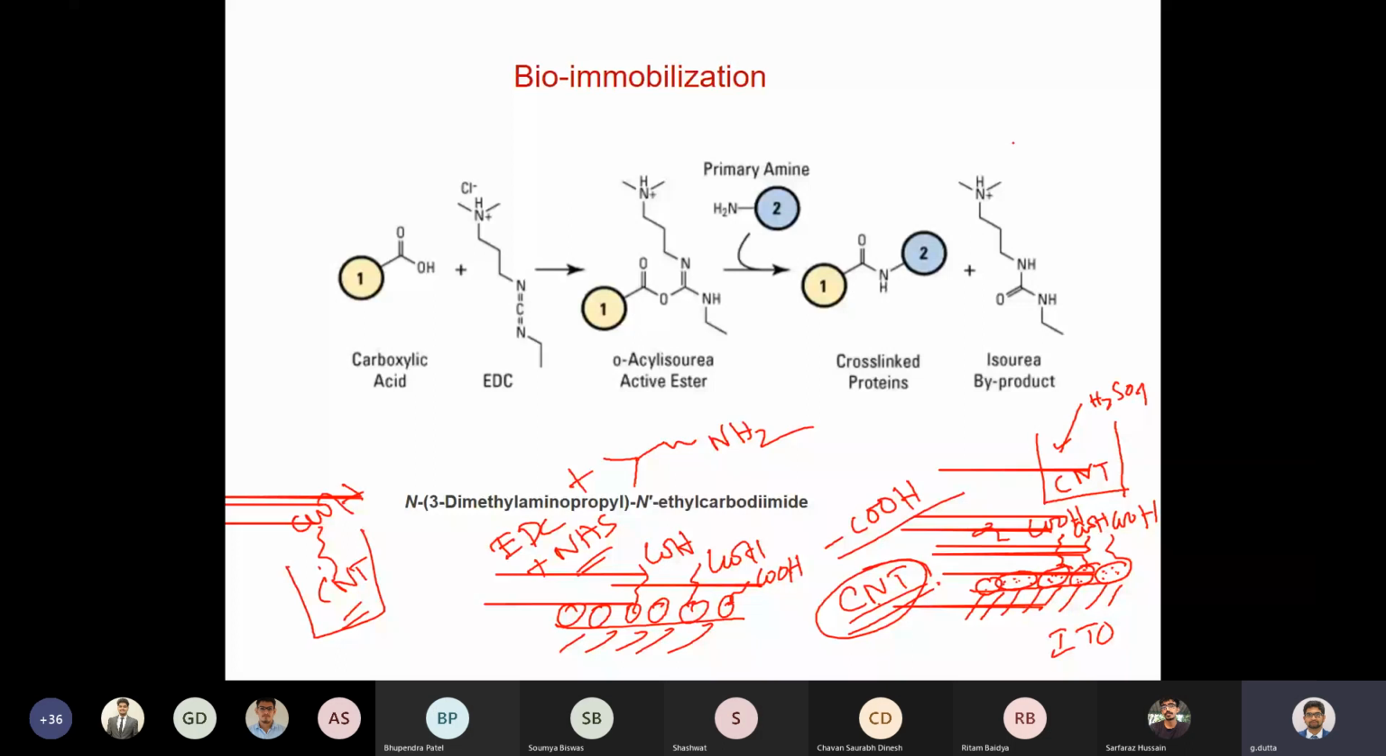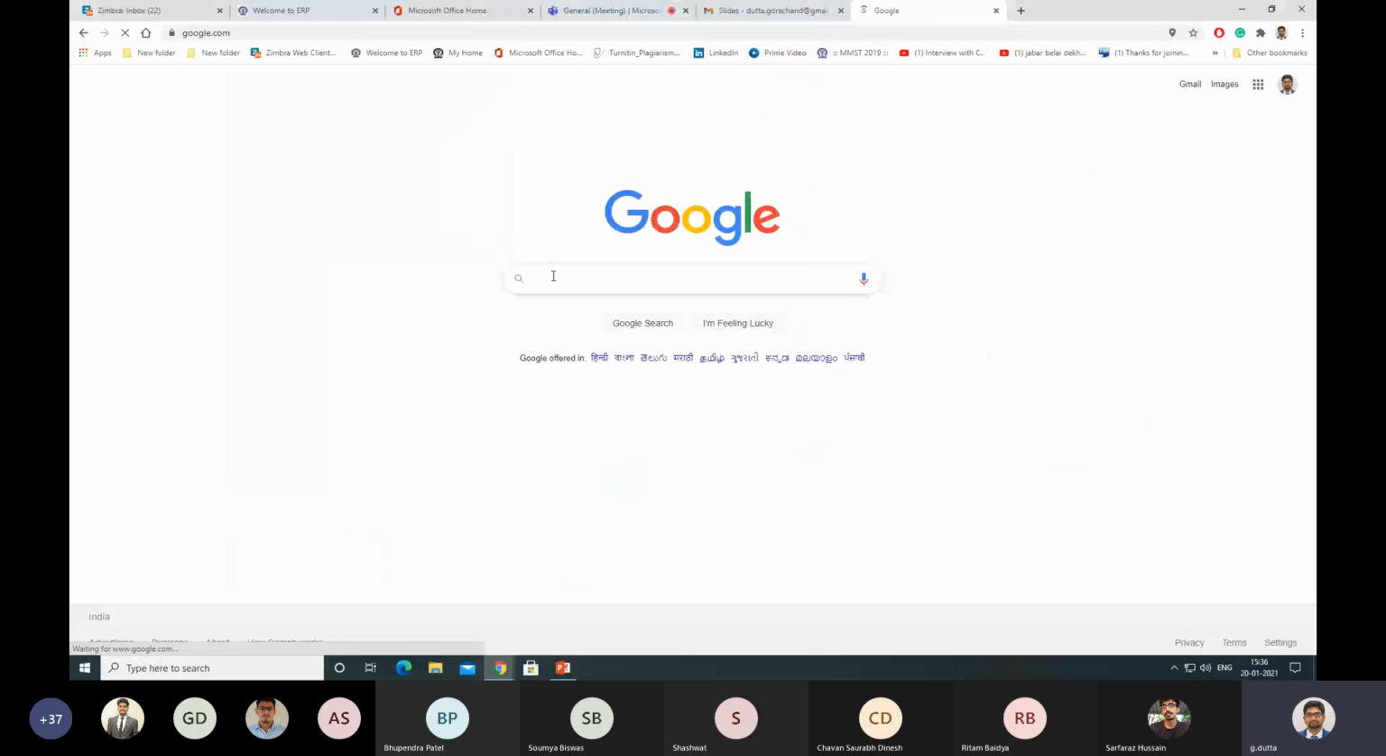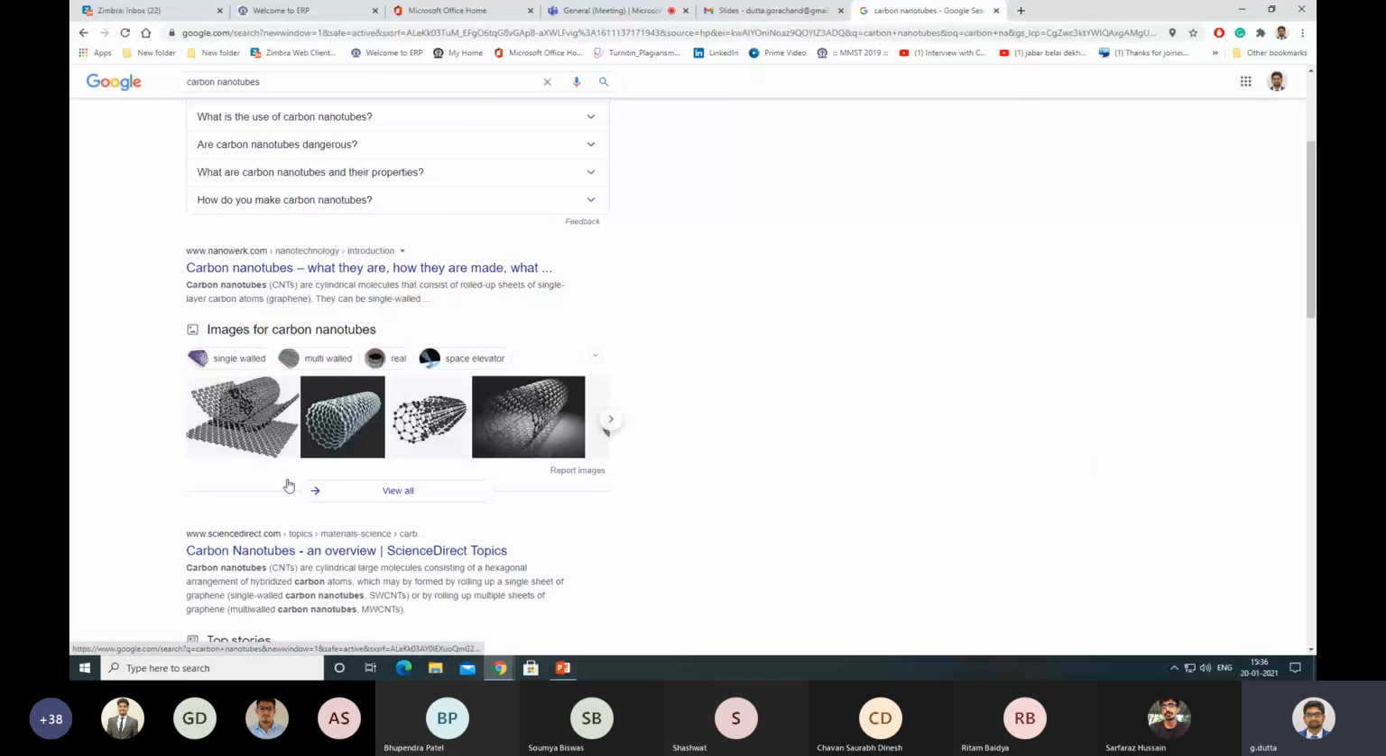So what you will do, you can take some carbon nanotube. Not only carbon nanotube, there are lots of reagents, like graphene oxide also. So carbon nanotube, I can show you some. Wait. I can show you the actual structure of the carbon nanotube. So you can see carbon nanotubes. Go to the images. So it is something like this. You can see, right? This kind of tube structure. Is it visible?